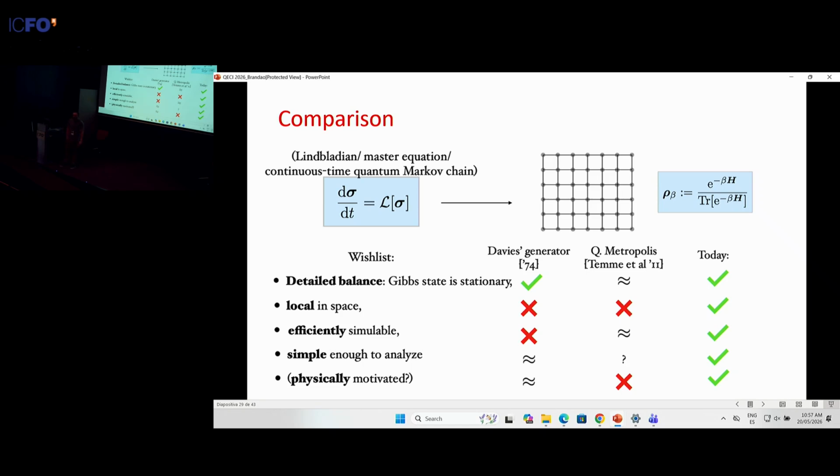Sorry, thank you for the talk. My question is, do you know of any attempts to solve the problem of non-locality in the Davies generator, which is called partial secular approximation? All this non-locality comes from the secular approximation. Your generator is very nice, but is there any relation with this partial secular approximation?